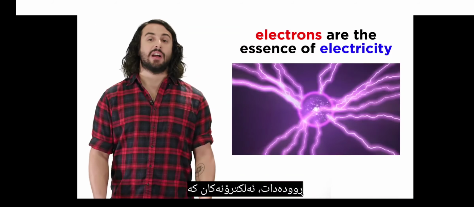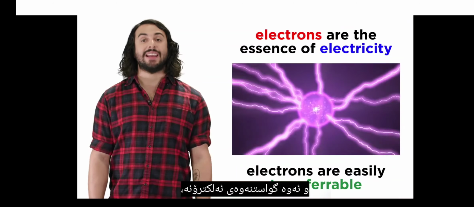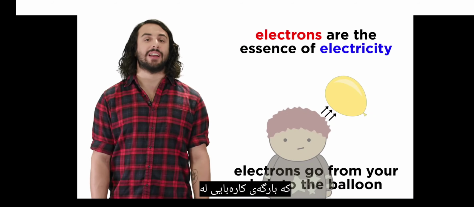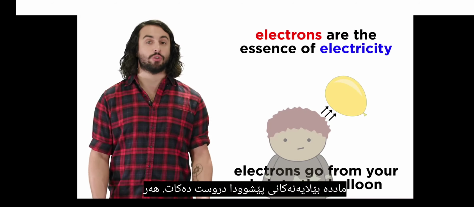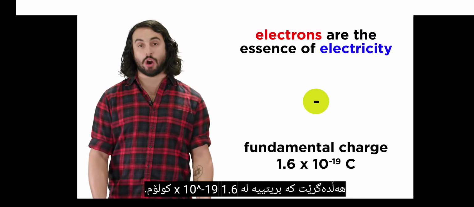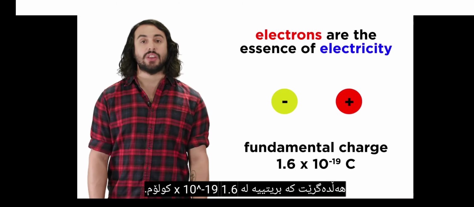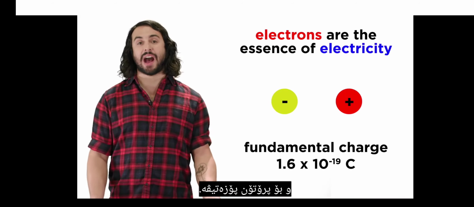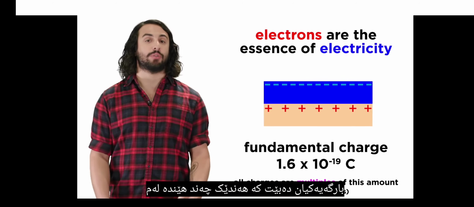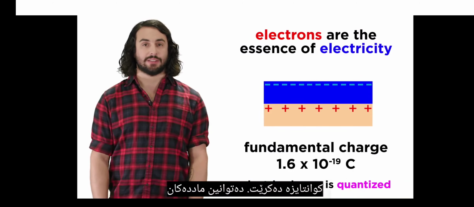As it happens, electrons, which are the essence of electricity, are easily transferable, and it is the transfer of electrons, in this case from your hair to the balloon, that generates electric charge in previously neutral materials. Each electron carries with it the fundamental charge, which is 1.6 times 10 to the negative 19 coulombs. This magnitude is negative for the electron and positive for the proton. All substances will therefore have a charge that is some multiple of this amount. That is to say, electric charge is quantized.